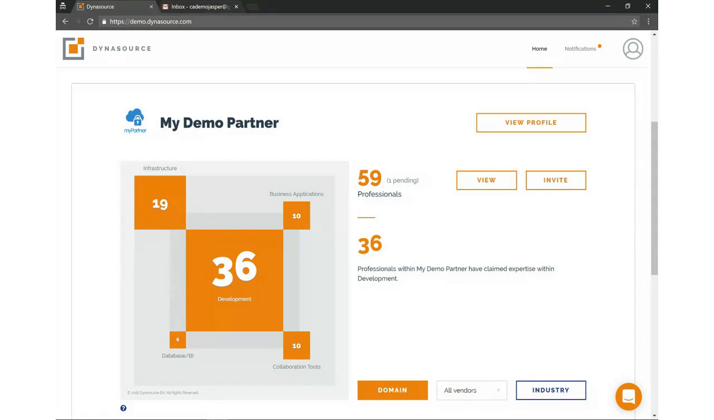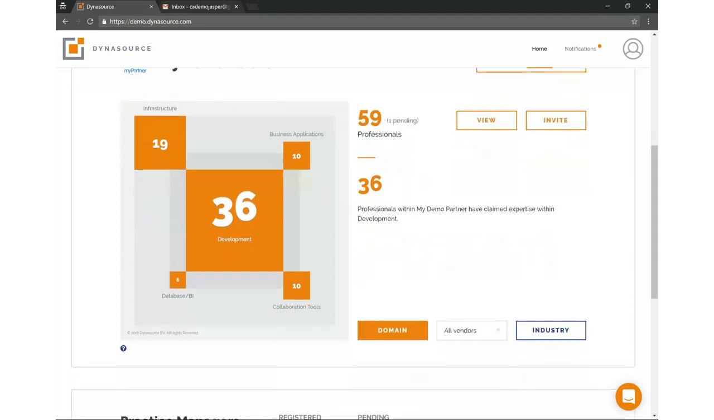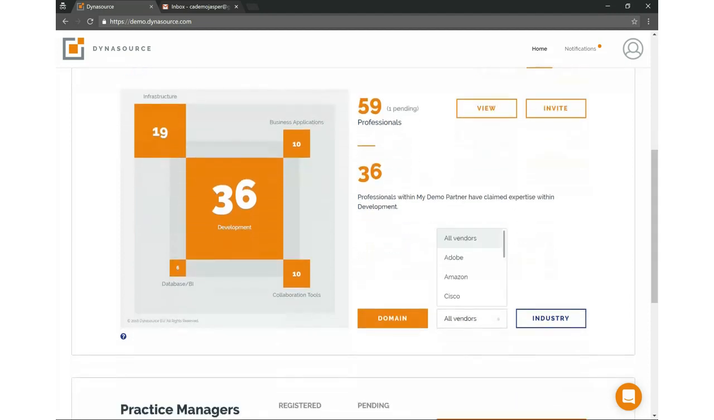Those product skills are from product lists from the top vendors, and we can use those to also filter this one. So any relevant product that is offered by one of the vendors in this list will be in the product list and can be claimed by a professional.